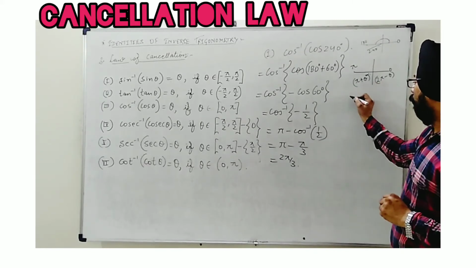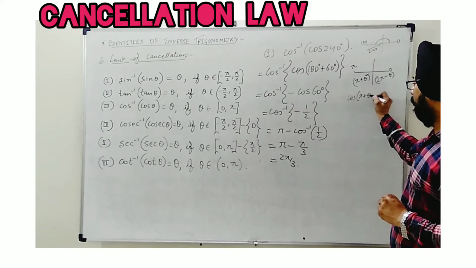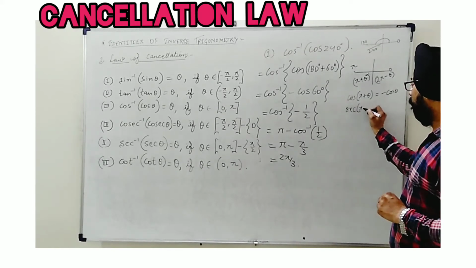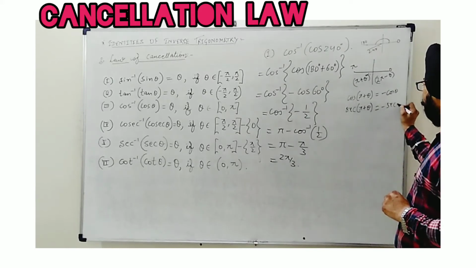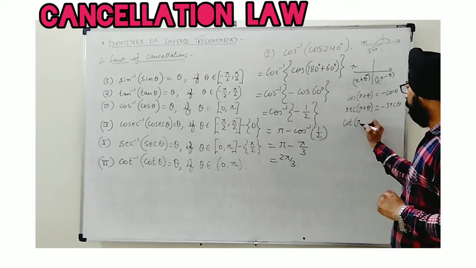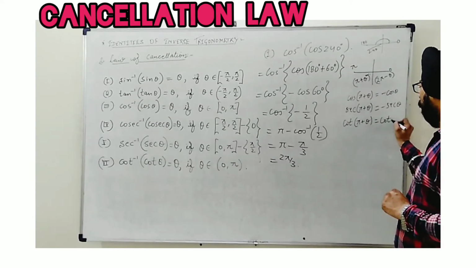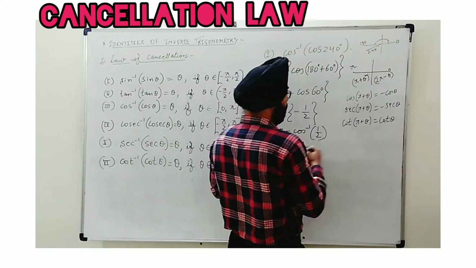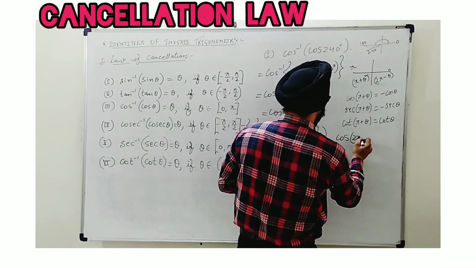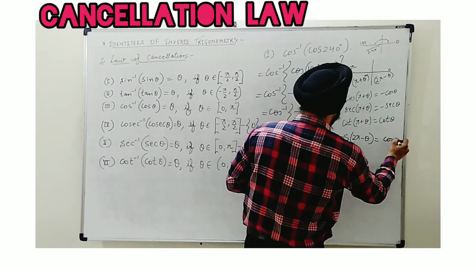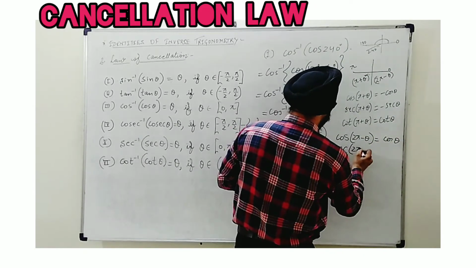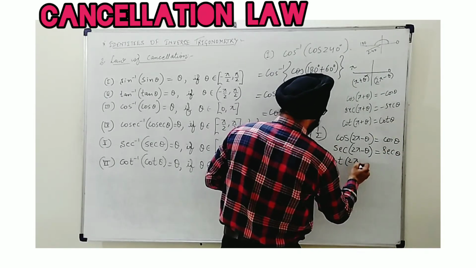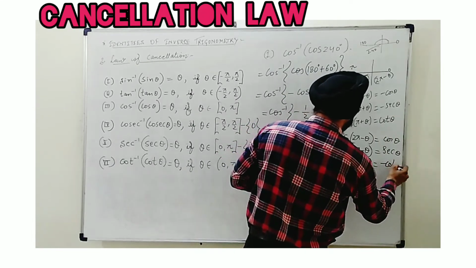So cos(pi plus theta) is always equal to minus cos theta. Sec(pi plus theta) is equal to minus sec theta. And cot(pi plus theta) is equal to cot theta. When we take 2 pi minus theta, then cos(2 pi minus theta) is equal to cos theta. Sec(2 pi minus theta) is equal to sec theta. And cot(2 pi minus theta) is equal to minus cot theta.